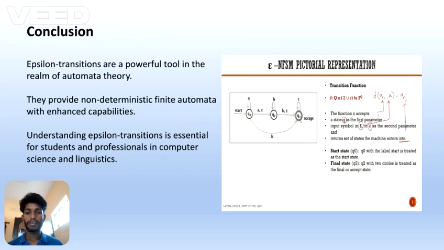Conclusion. Epsilon transitions are a powerful tool in the realm of automata theory. They provide non-deterministic finite automata with enhanced capabilities. Understanding epsilon transitions is essential for students and professionals in computer science and linguistics.